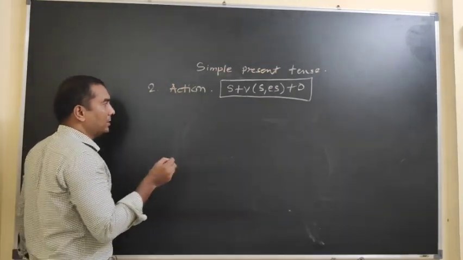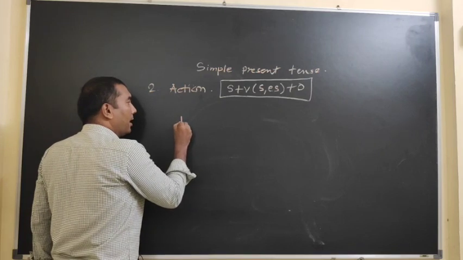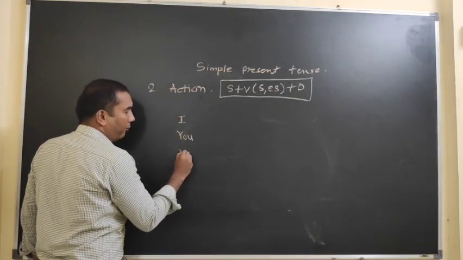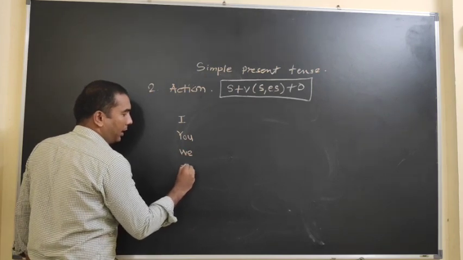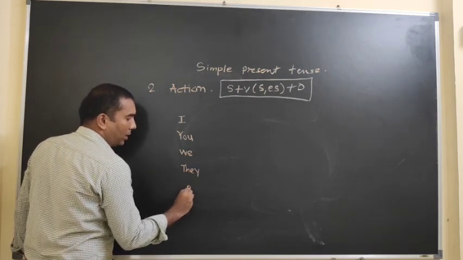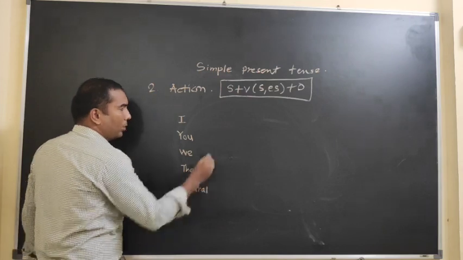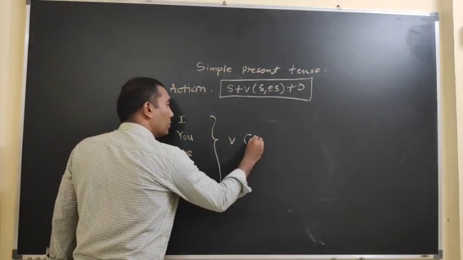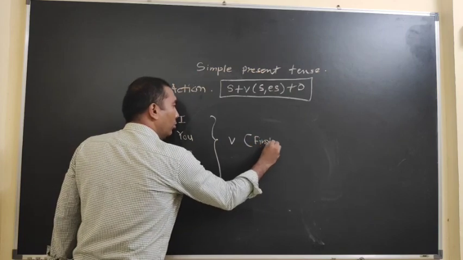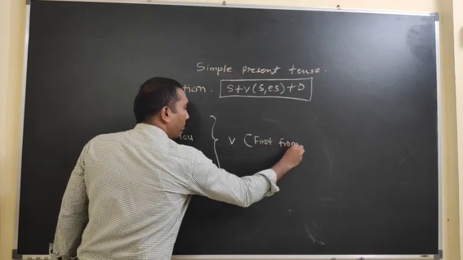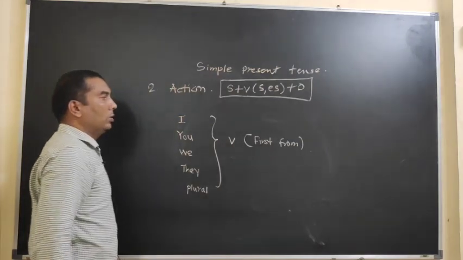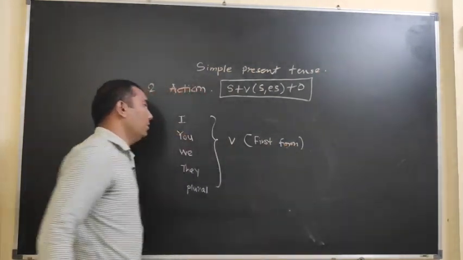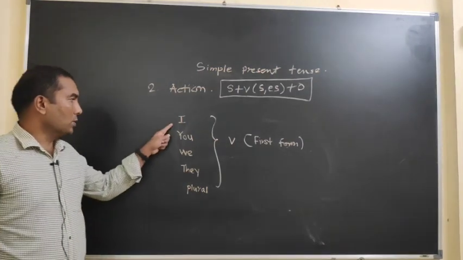I will simply describe that with the same chart that we have seen related to the condition showing sentence. Here when I will be the subject, you will be the subject, we will be the subject, they will be the subject, plural nouns will be the subject or plural pronouns will be the subject, then the verb's first form we have to use.